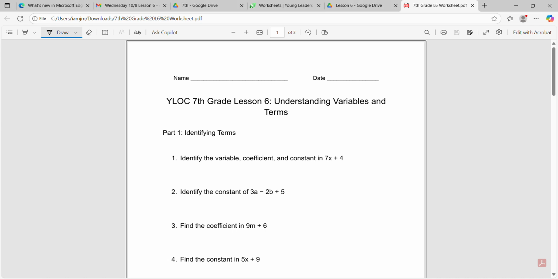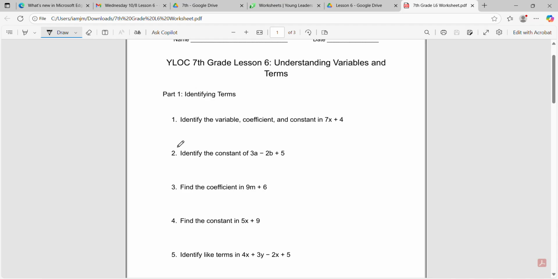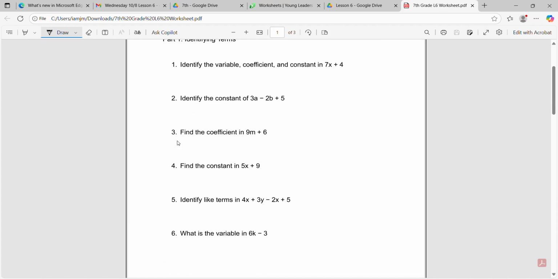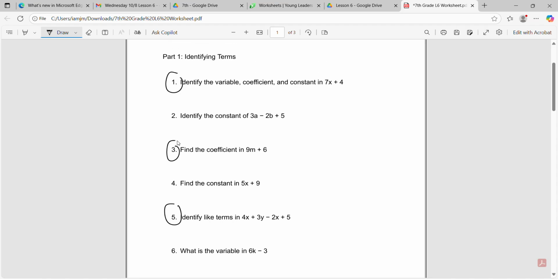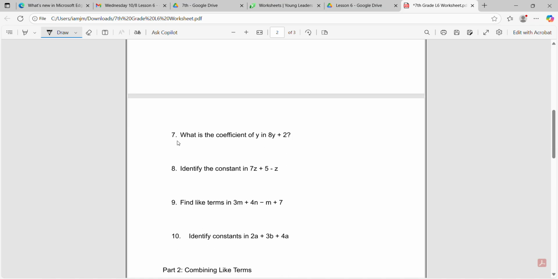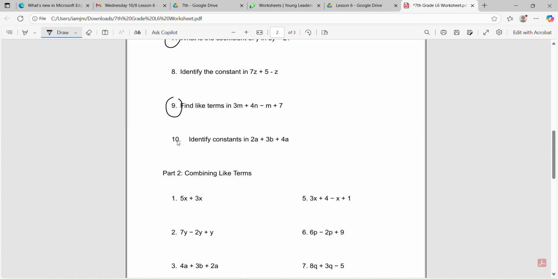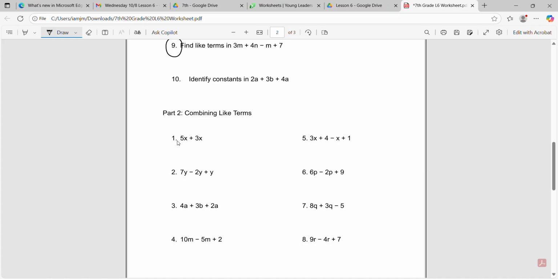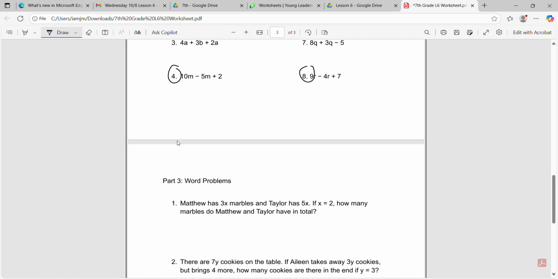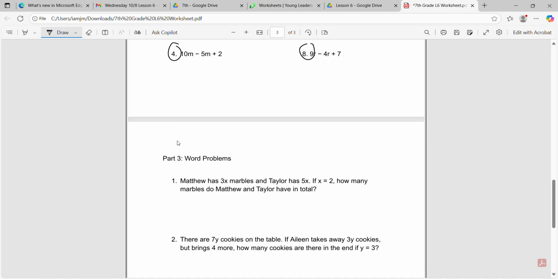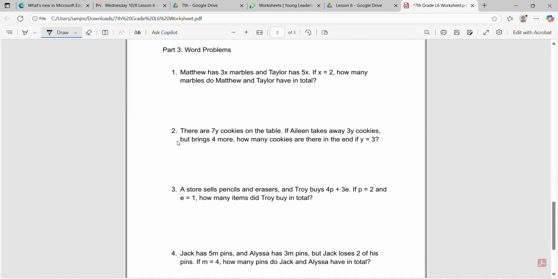solve these equations. For part 1, we'll do the odd numbers, so questions 1, 3, 5, 7, and 9. For part 2, we'll do even numbers, so questions 2, 4, 6, 8, and 4. Word problems part 3, we'll do questions 2 and 3.